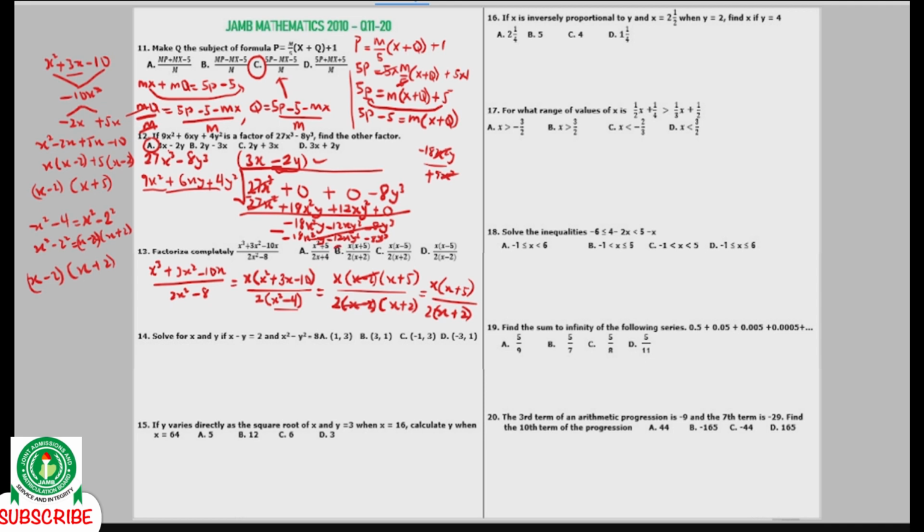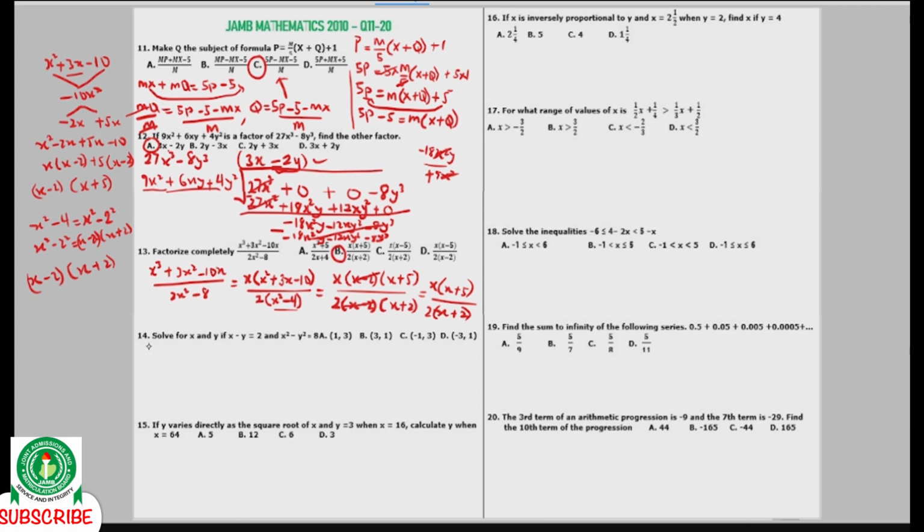So you can see how we can factorize that. So that's that about that. Now question number 14 says solve for x and y if x minus y equals 2 and x squared minus y squared equals 8. Now how do you go about that?